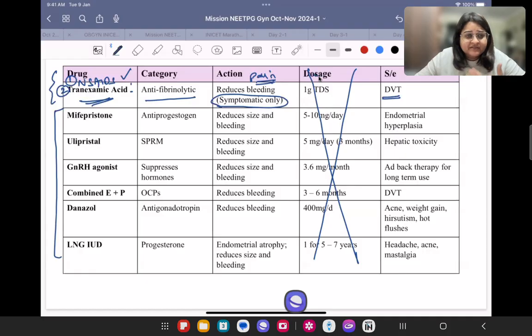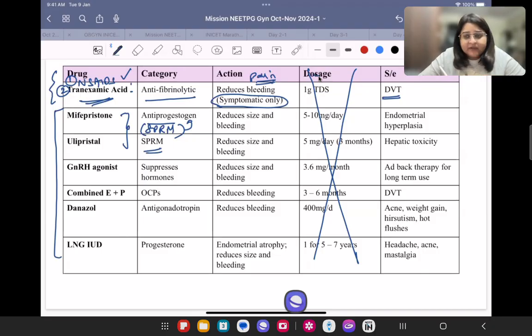So obviously you will prefer the non-hormonal drugs first before jumping to hormonal treatment. In hormonal treatment, we have two types of drugs whose mechanism of action is similar. Both are selective progesterone receptor modulators. Mifepristone is also an SPRM, which has a lot of anti-progesterogenic action. Ulipristal is also an SPRM.